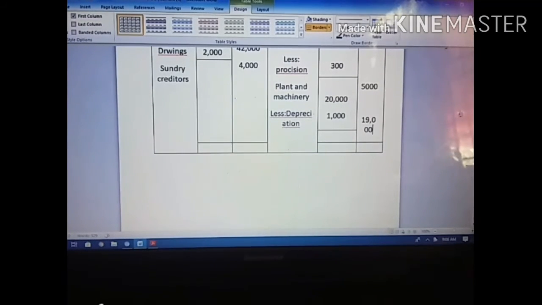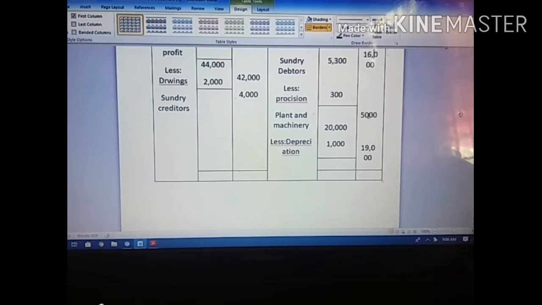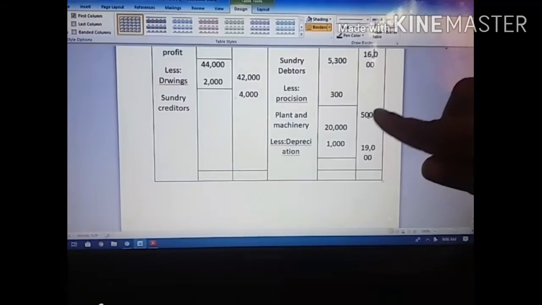Likewise provision. Sundry debtor is 5,300, but we never get back 300 from that. It's a doubtful debt. Sometimes it may be received, sometimes we fail to receive the amount. So we have to adjust these things in the debtor. We are expected to get 5,300 from the debtor, but we are receiving only 5,000. So that we have to show here.